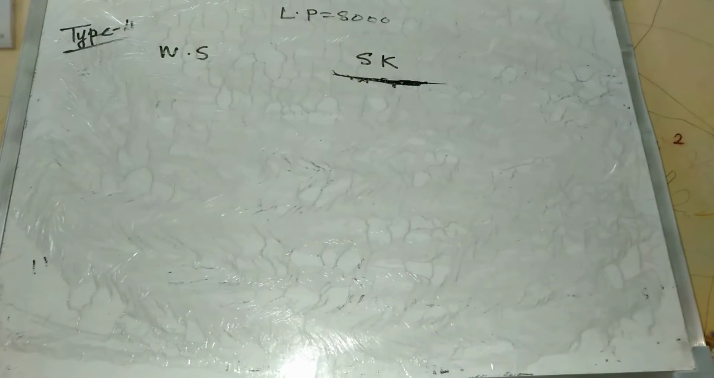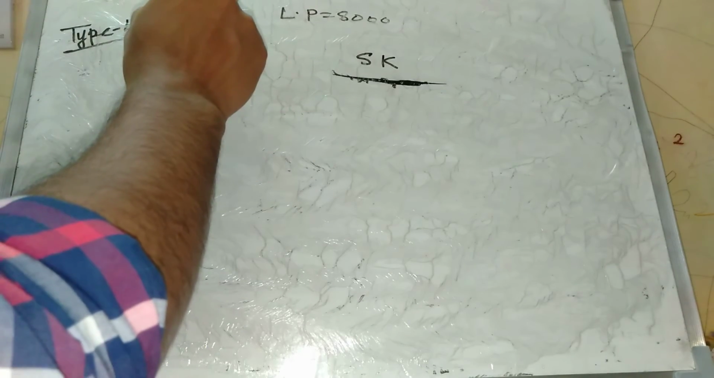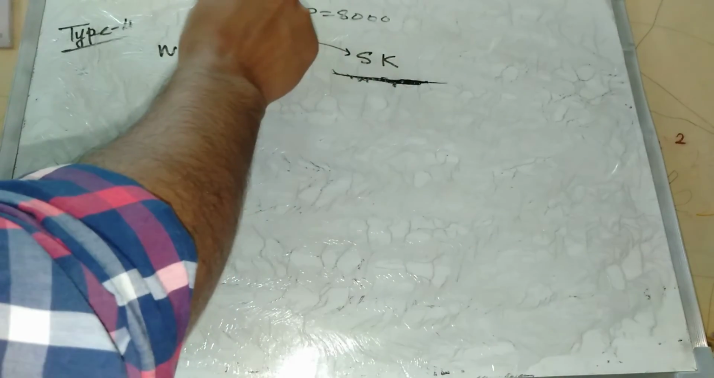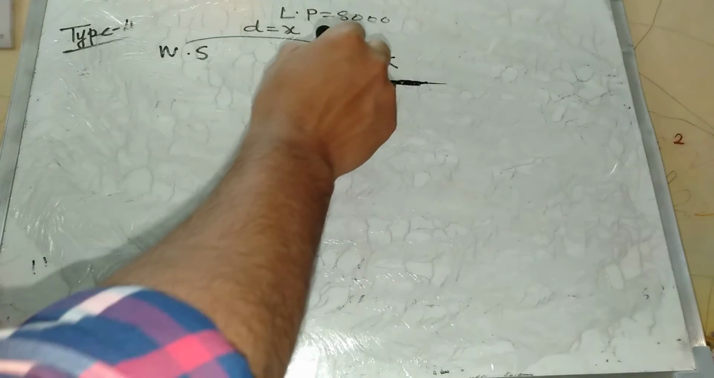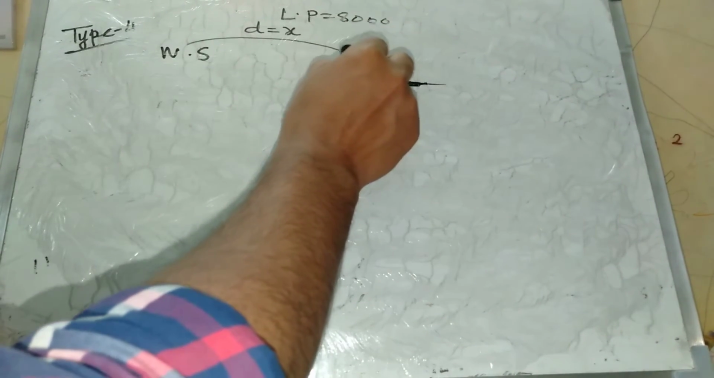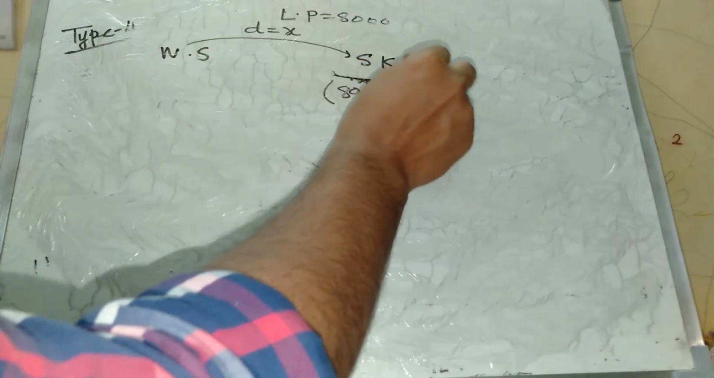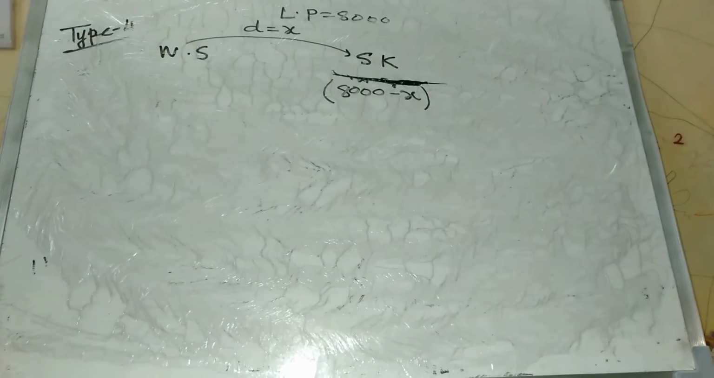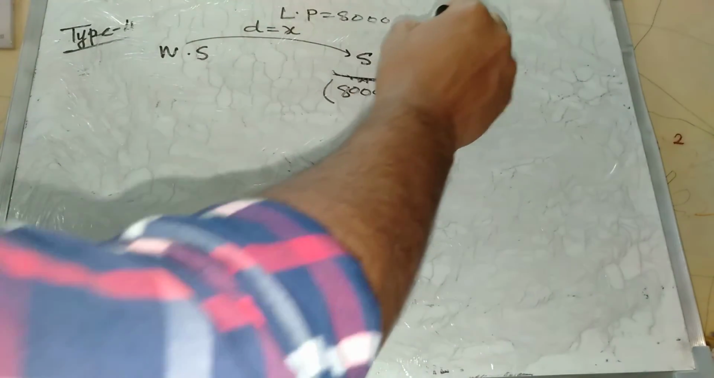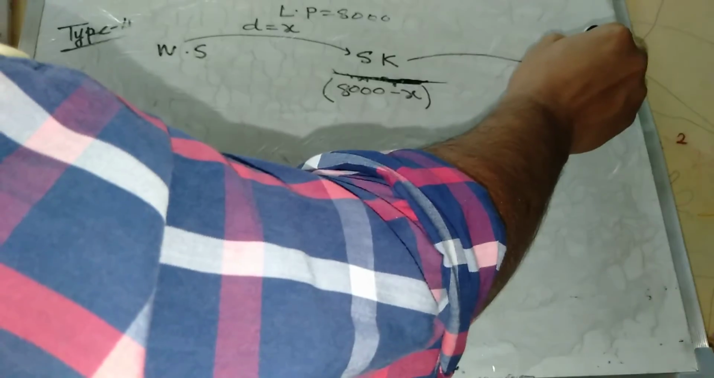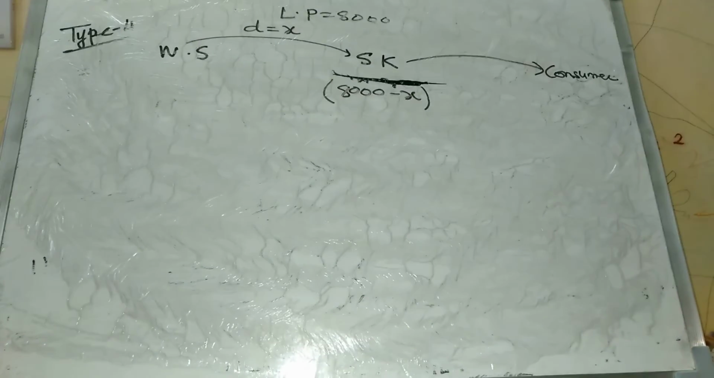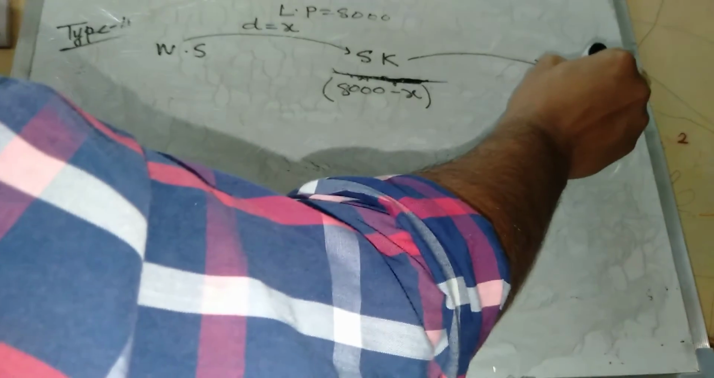List price of article is 8,000 rupees. And shopkeeper gets this article at some rate of discount. Means let shopkeeper gets rupees X discount from wholesaler. So he will receive the article for rupees 8,000 minus X. Now, shopkeeper sells this article to consumer at the printed price.